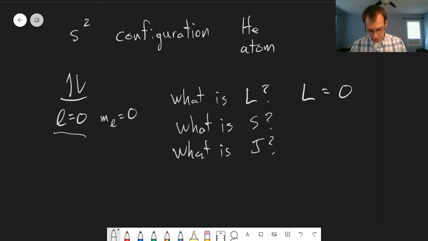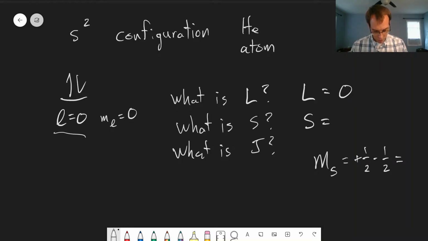For S, if we think about the variable capital M sub capital S, we know I have a plus a half and a minus a half, and overall that's 0. So capital S must be 0 as well, because the z component is 0. Okay. And so J is also pretty straightforward because it's just L plus S, and so we get J equals 0.